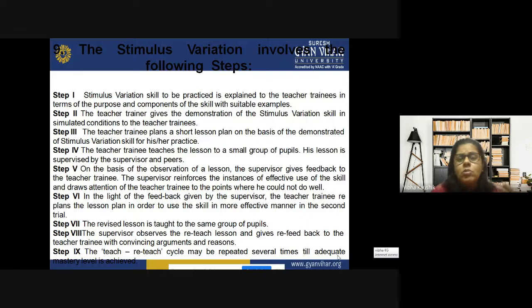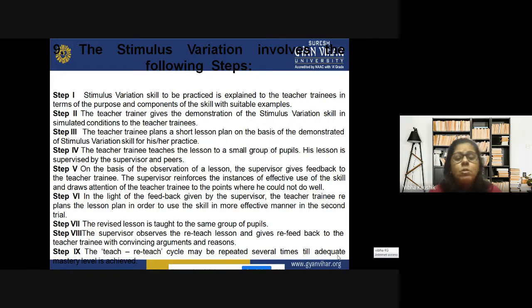so that he or she will be able to use the stimulus variation skill in a more effective manner when the second time he is presenting the demonstration of the particular skill. Next step: the revised lesson is taught to the same group of people. Then, after the feedback, he will prepare his lesson plan again, and on the basis of the feedback, he has to demonstrate the lesson plan again to the same group of people.